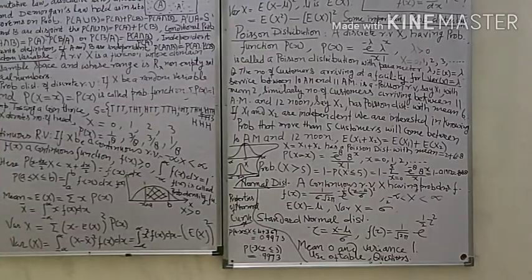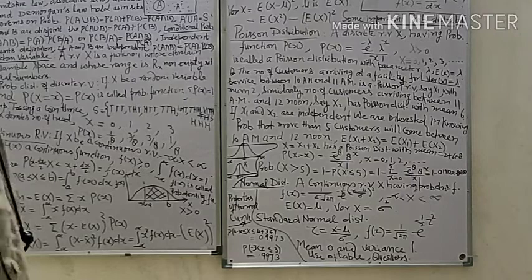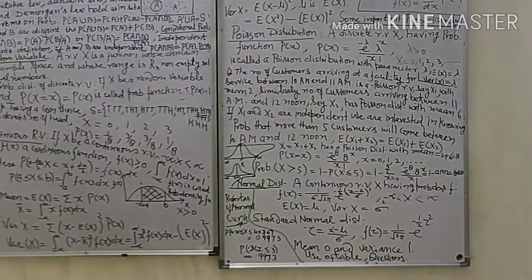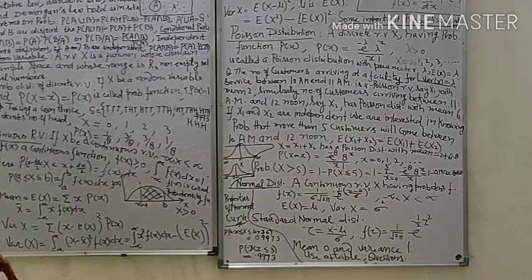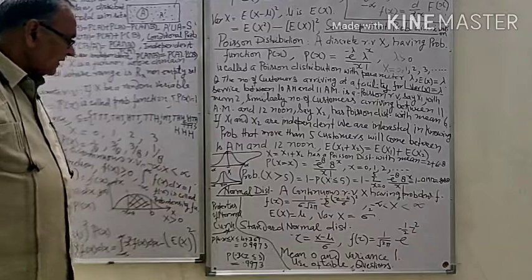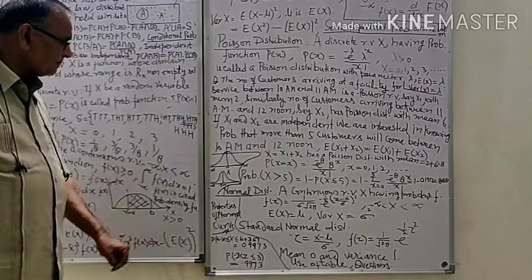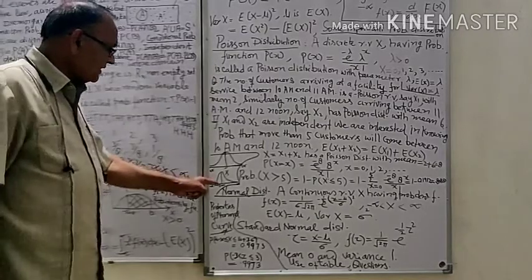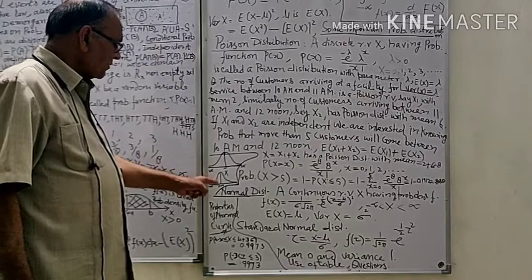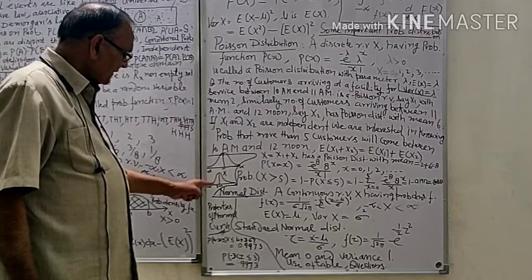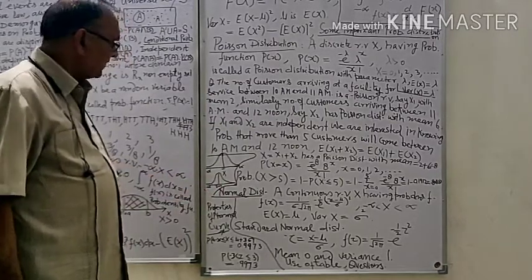Now, properties of the normal curve. One of the important properties of the normal curve is that mean, median and mode coincide. And in the case of the standard normal distribution, mean, median and mode also coincide, the mean is 0, and the range is also minus infinity to plus infinity.